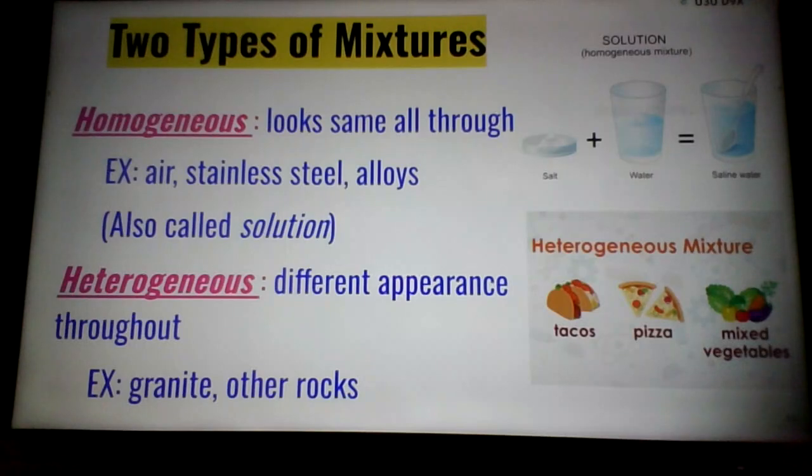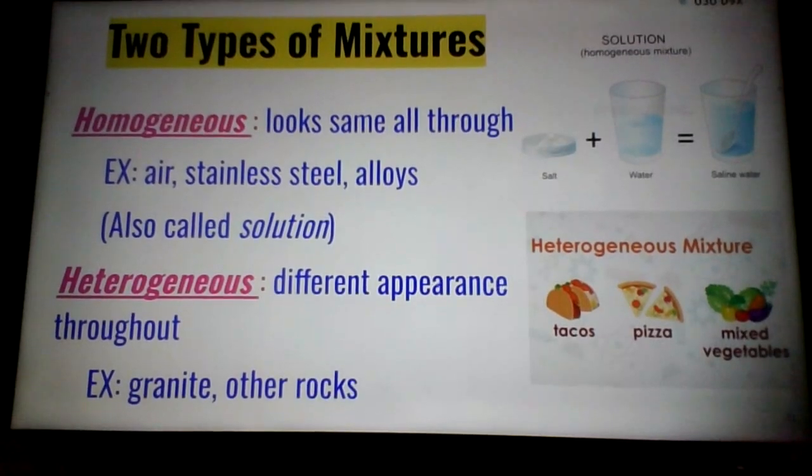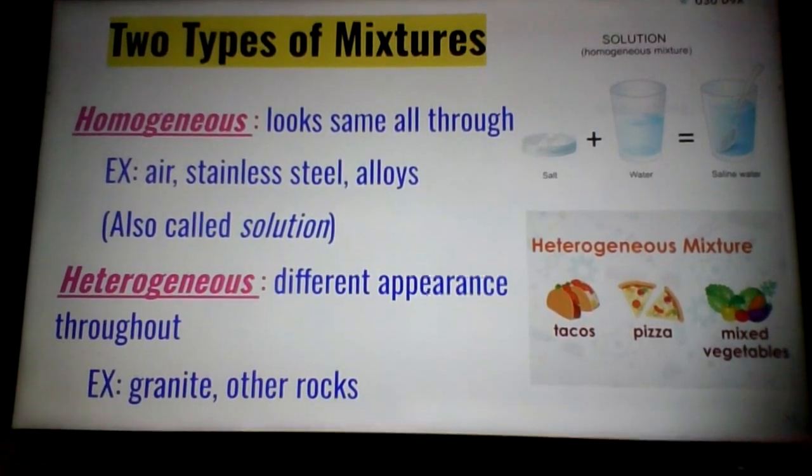We might see shiny in one part, not so shiny in another part. Texture would be different, rough in one area, maybe smooth on another area. Look at rocks, you're going to see different appearances from different vantage points. Homogeneous and heterogeneous. Ready?